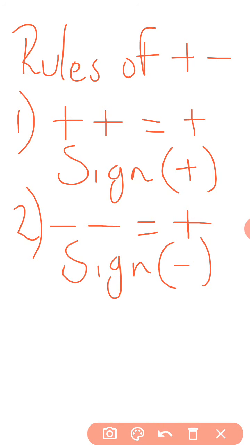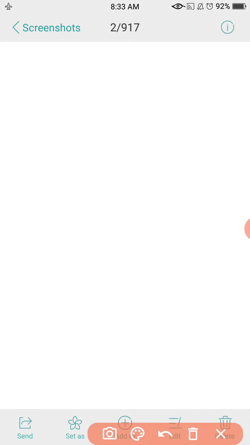Now the third one. When both the signs are negative, I have explained about it. Now if both numbers have opposite signs, what will we do? Both the numbers are having opposite signs.